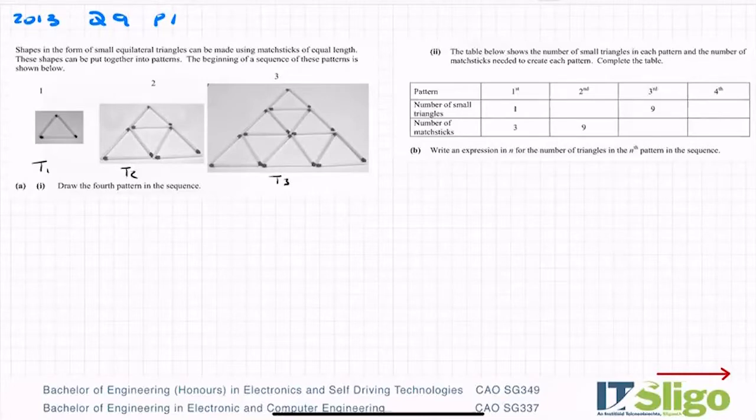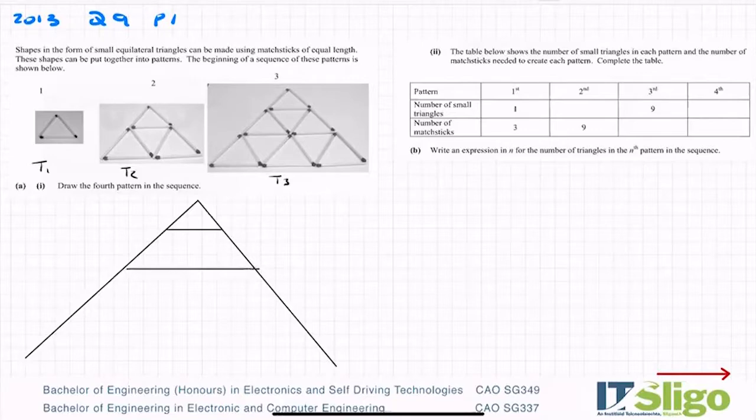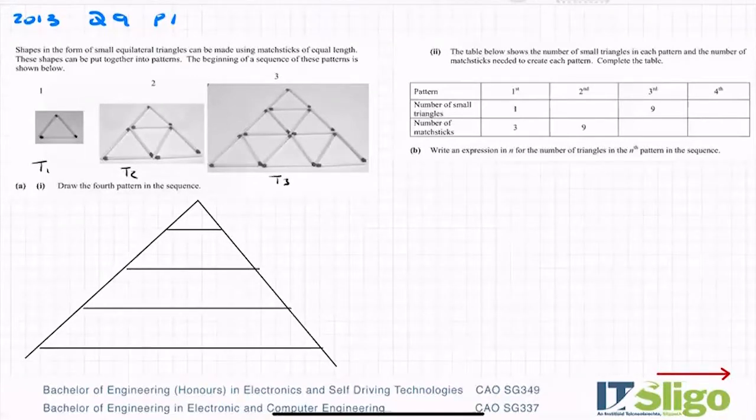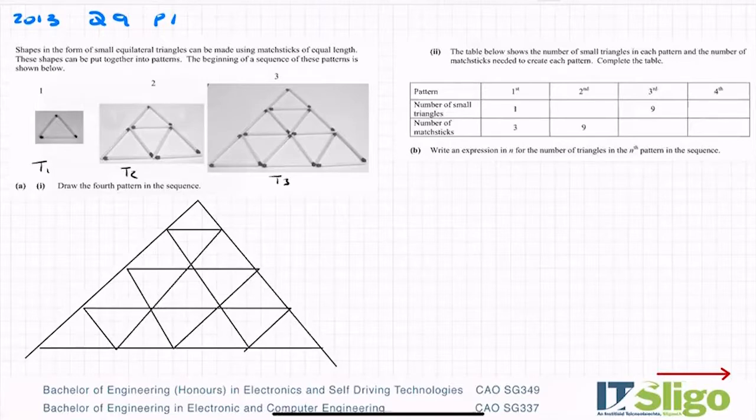Okay. Drawing is not my forte by any means, but anyway, let's give it a bash. Let's ignore the bits at the bottom. Okay, I think that's okay. All right. So this is the fourth pattern.